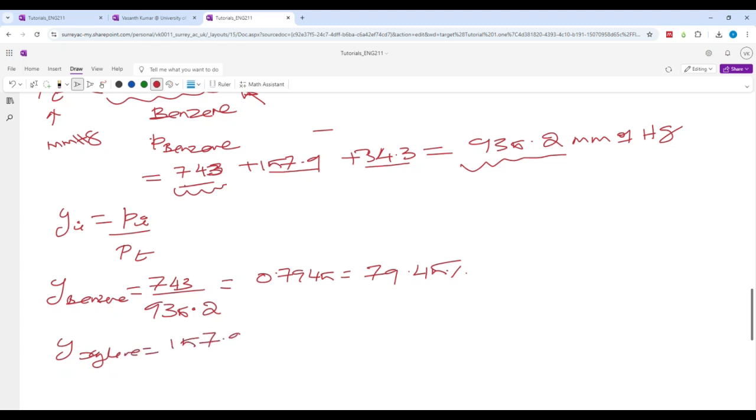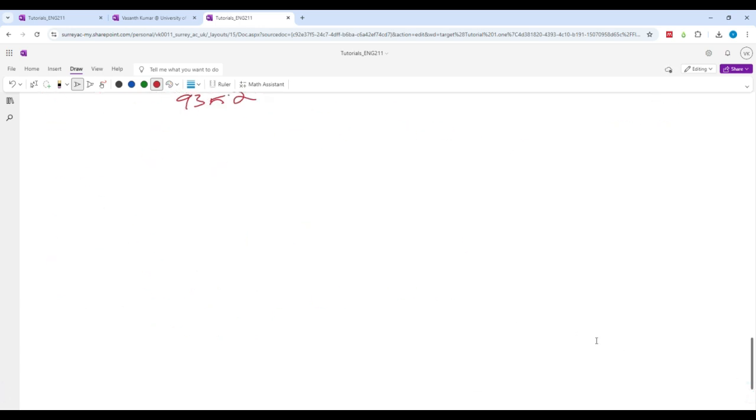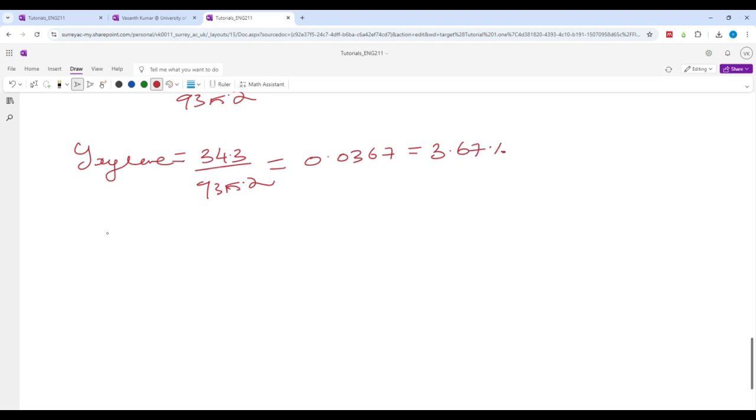And then y xylene, same rules. We know the partial pressure of xylene divided by total pressure. This should be equal to 0.1688, 16.8 percent. Okay, so we can do this for the remaining component: 34.3 divided by 935.2. So that should be equal to 0.0367. This should be equal to 3.67 percent. Yeah, so that's all. So this is problem one.